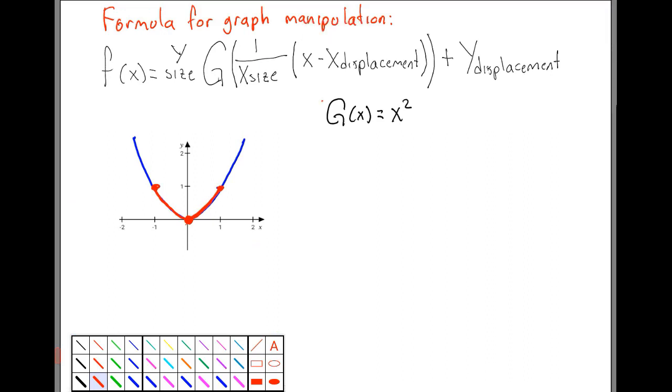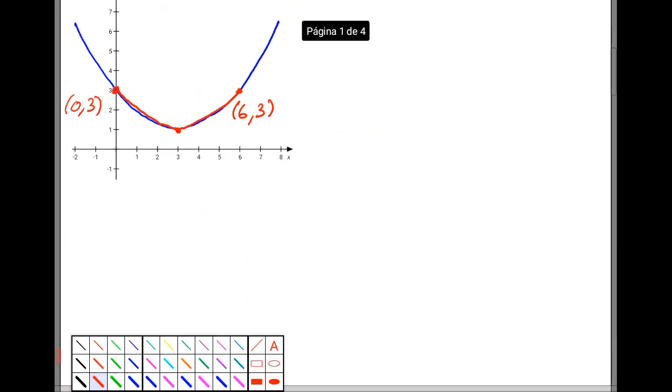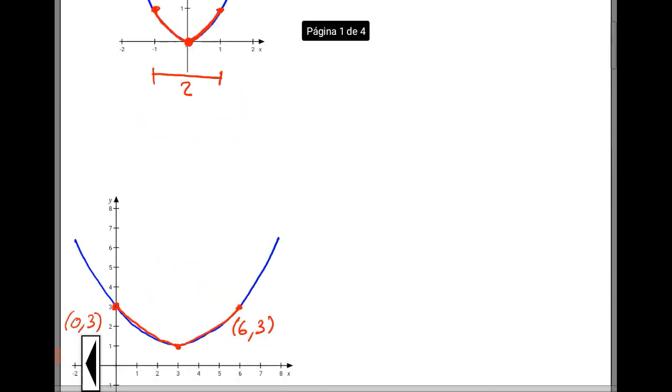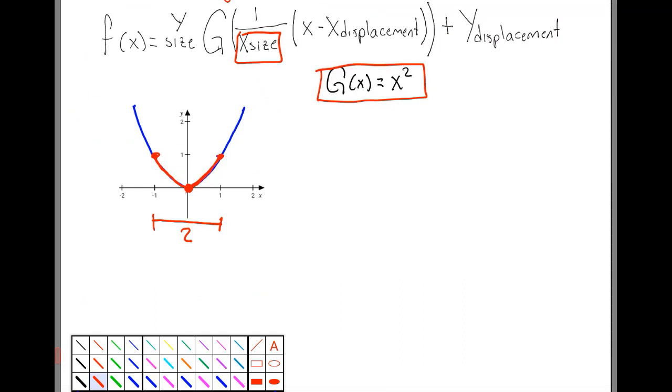Now let's find the parameters. We have g of x, that is the parabola. Now the x size, usually the size of x is here from negative 1 to 1. That means that we have a size of 2. In the case of this parabola is from 0 to 6. So now it's 6. If it was 2 and now it's 6, it means that it grows 3 times. So the x size is going to be 3.